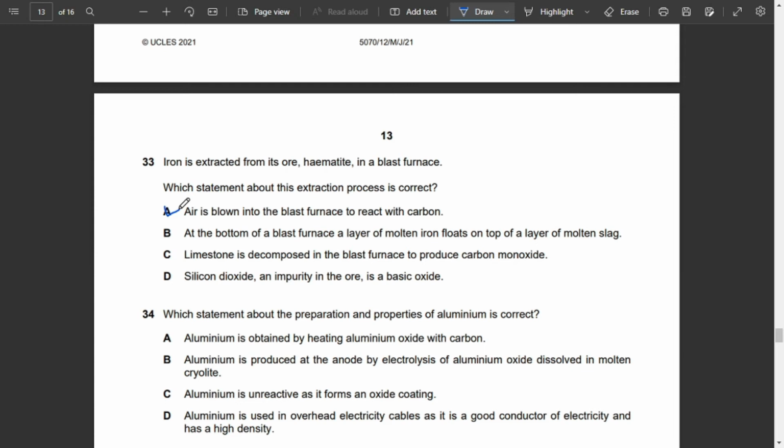For this you need to go through the entire process of extraction of iron, in which you will be able to understand what processes take place, and then you can easily solve this MCQ. Moving on to MCQ number 34.